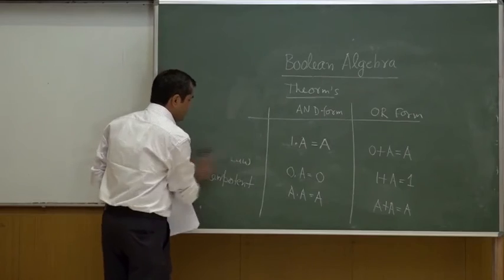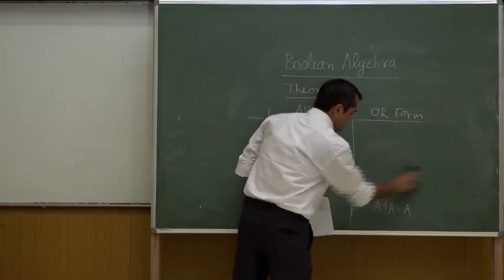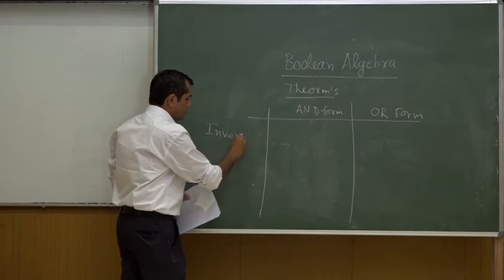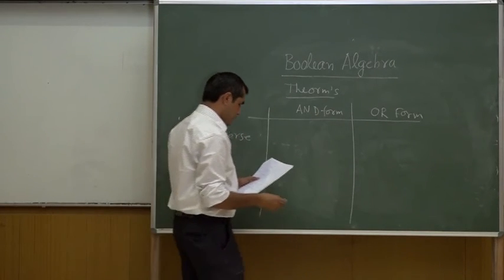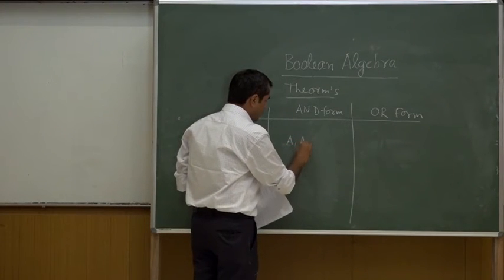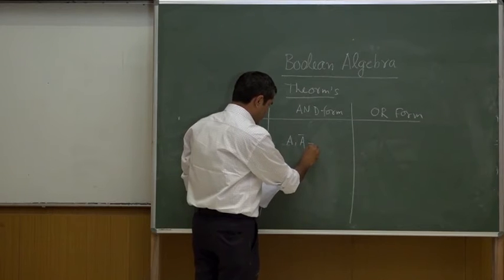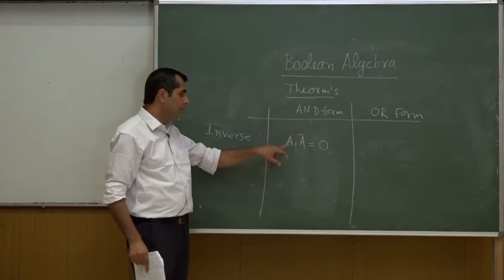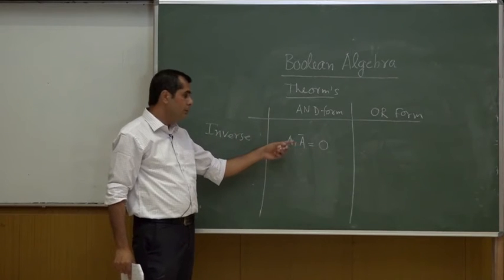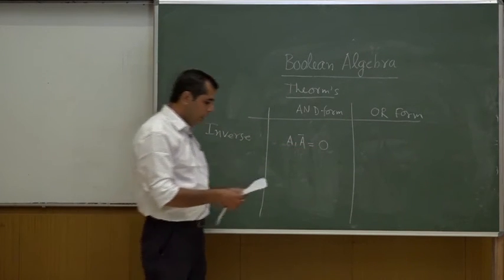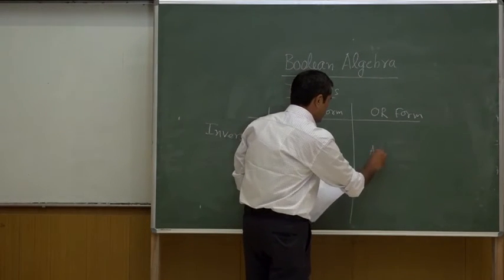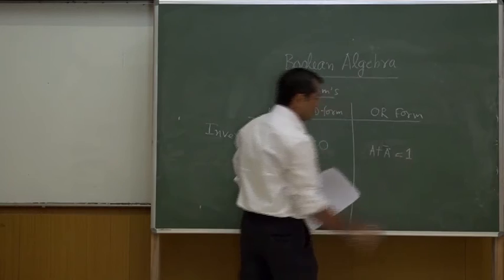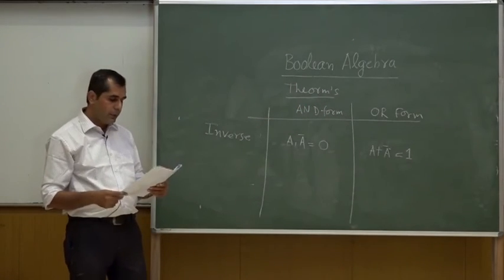Then we have inverse law. Inverse law states that A dot A complement is always 0. If you select A as 1, then 1 into 0 is 0. If it is 0, 0 into 1 is 0. And similarly, in the OR form, it is A plus A bar, and A plus A bar is always 1. Okay. 0 plus 1 is 1 or 1 plus 0 is 1.